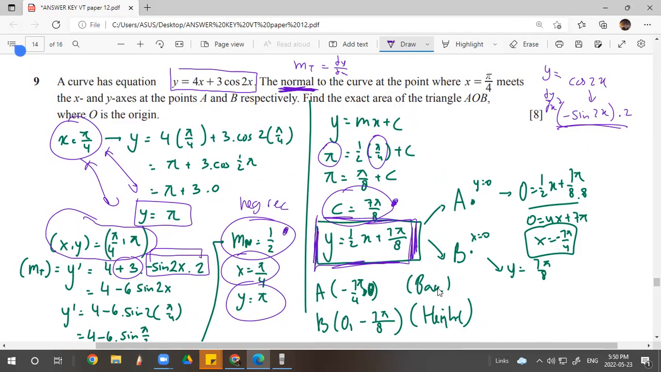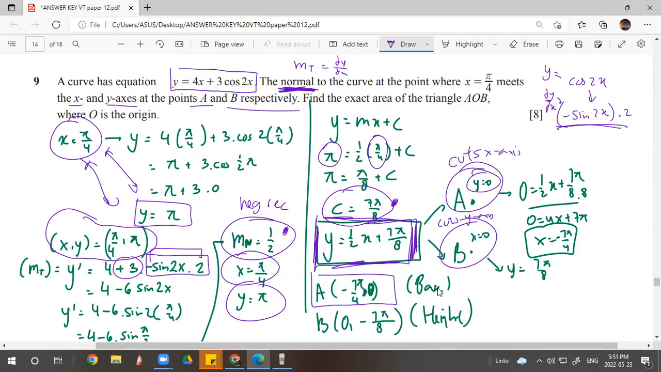Okay, and then the normal cuts the x and y axes at points A and B respectively. So point A is cutting the x-axis, where y equals 0. Remember? B cuts the y-axis, so the x is 0. You put y as 0 for A, so the x is negative 7 pi over 4, and the y is always 0 because it's given. So point A is negative 7 pi over 4, comma 0.